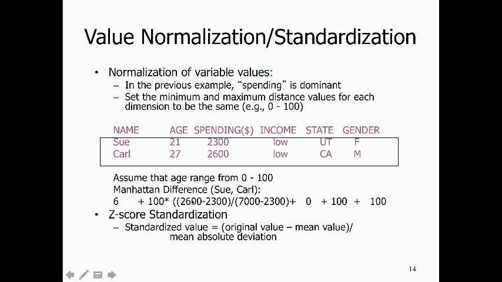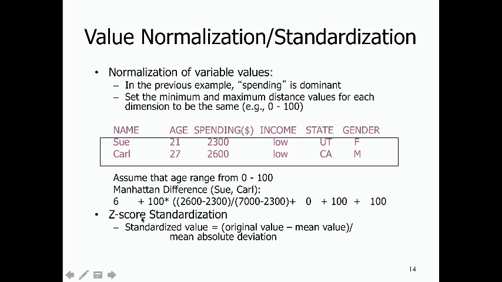So 300 over, I think 4,700 multiplied by 100. That will give you the distance in spending normalized. And 0 is still 0. And originally the difference between Sue and Carl in their state of residence is 1, and now it becomes 100.